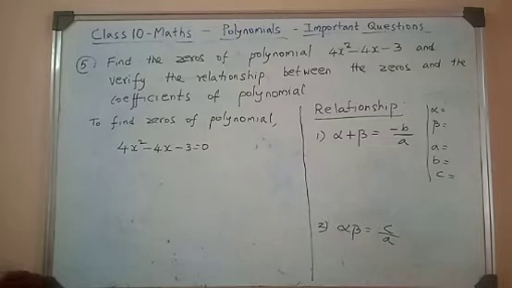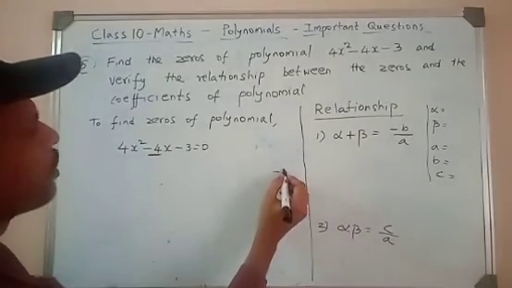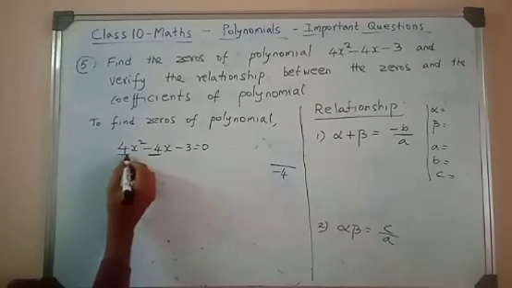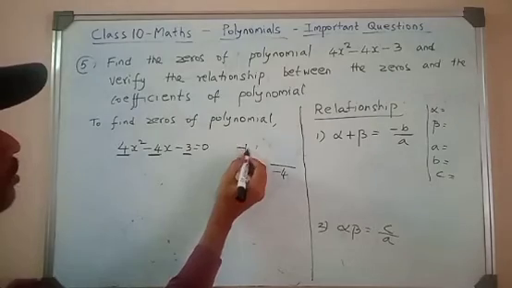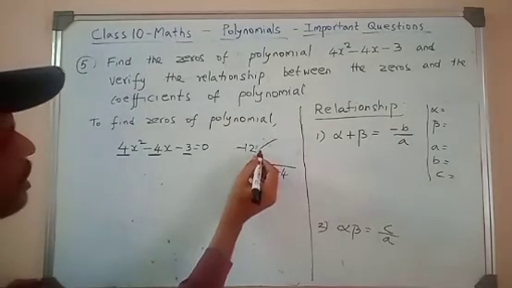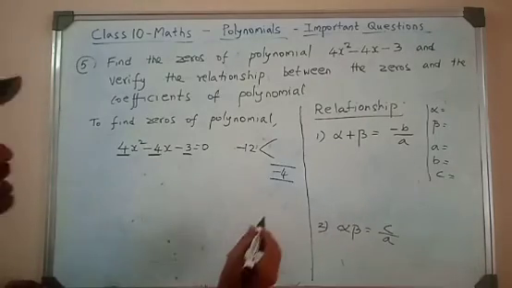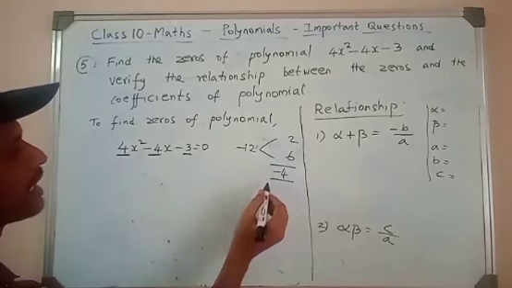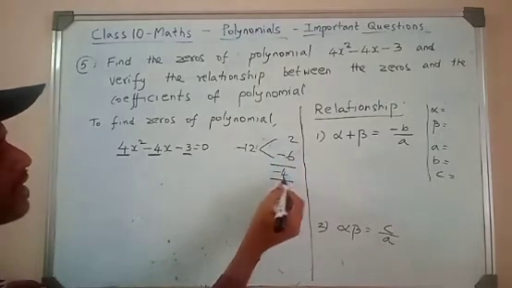So here the middle term is minus 4. So I have to get the sum minus 4. And the product is coefficient of x square and the constant term. So 4 into minus 3, minus 12. So I have to split minus 12 to get the sum minus 4. So factors of 12 are 2 and 6. 2 into 6 is 12. So we can put 2 and 6. I have to get the sum minus 4. So we can put a minus sign here. So 2 minus 6, minus 4.